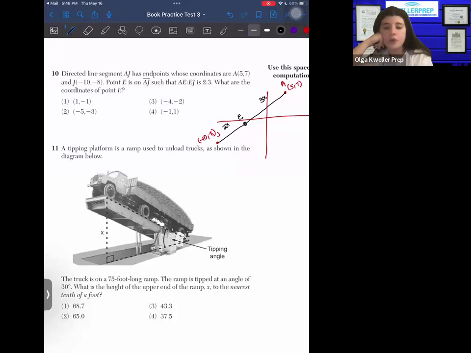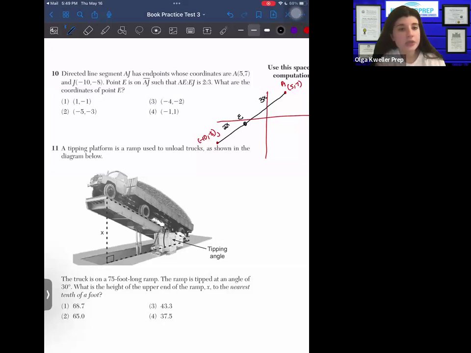Okay, what's my approach here? There's a few different ways that you can do it. We can use distance formula and see the distance between those sides, and then divide it into 5 pieces and then go 2. That's one way to do it.